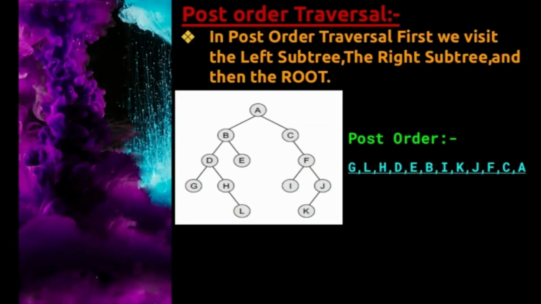And now post-order traversal. First we visit the left subtree, then the right subtree and then the root. Let's start from A. We first visit the left subtree B. Step 1 is to recursively traverse the left subtree. Next, recursively traverse the right subtree and we visit the root node. The outcome for post-order traversal is G, L, H, D, E, B, I, K, J, F, C, A.